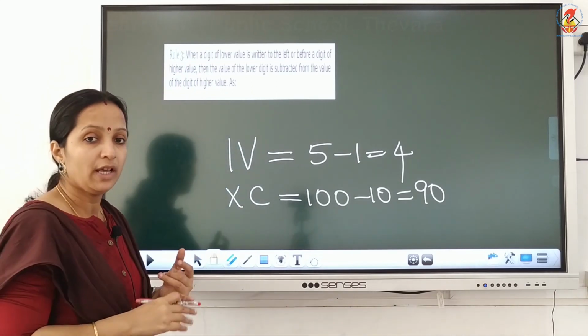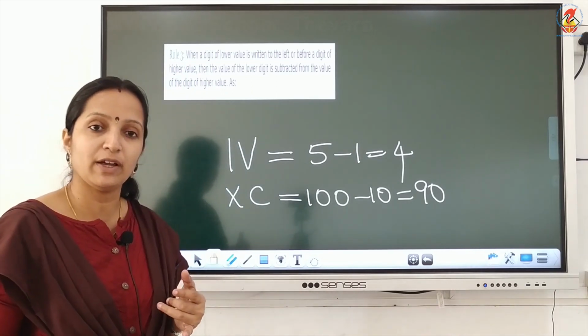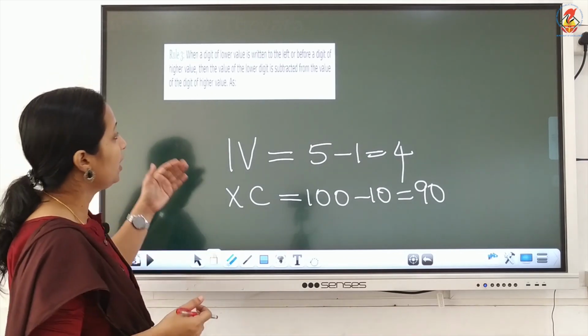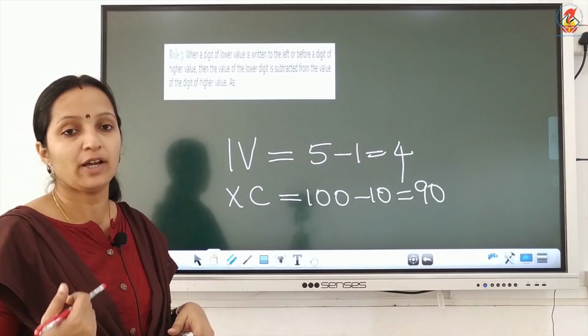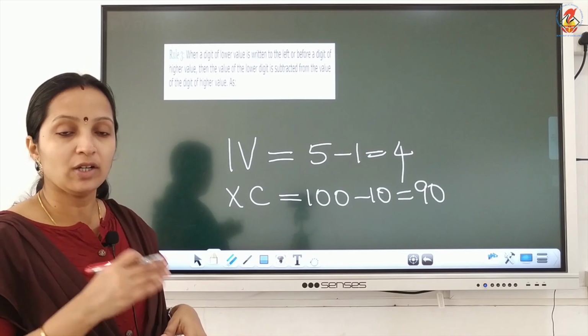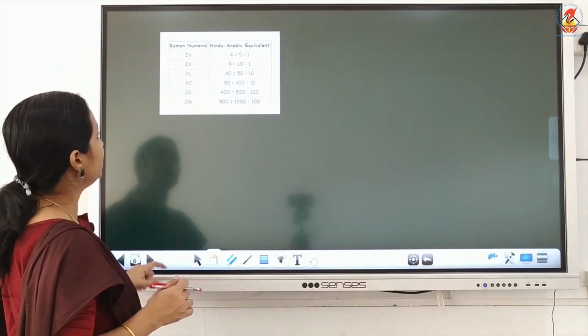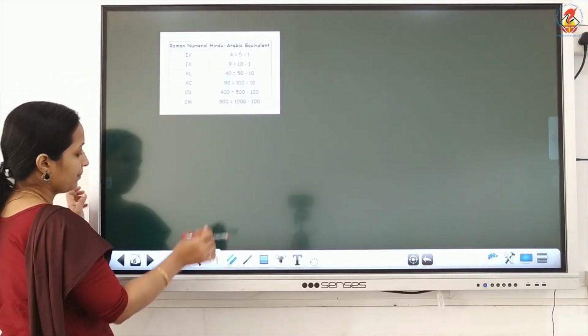What was the second rule? If a smaller value is on the right side, you have to do addition. What is the third rule? If a smaller value is on the left side, you have to do subtraction. I think all the 3 rules are clear. Now just go through it.